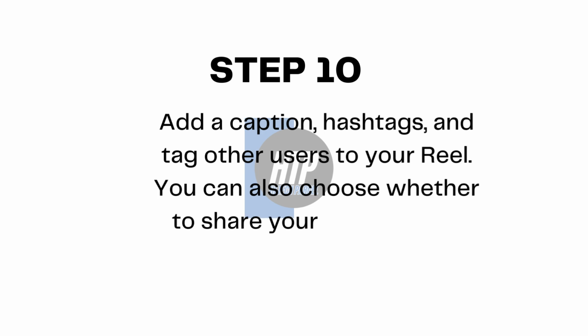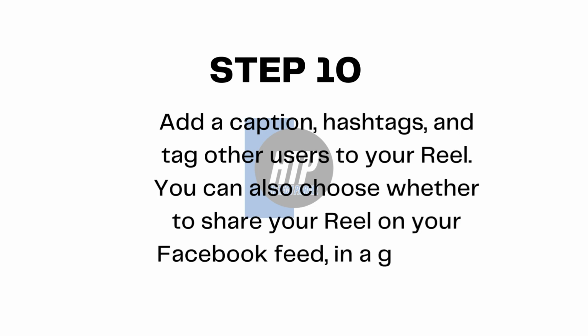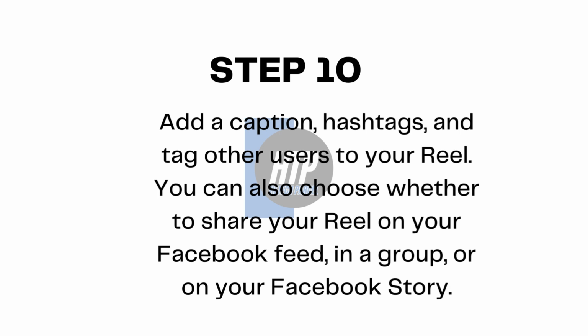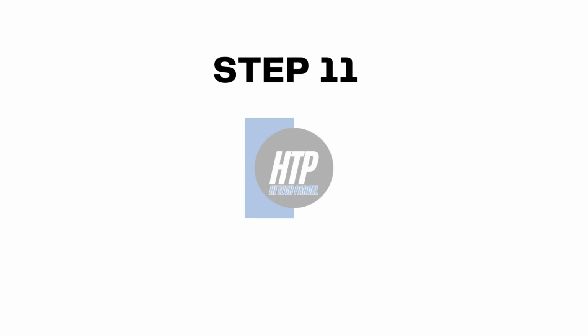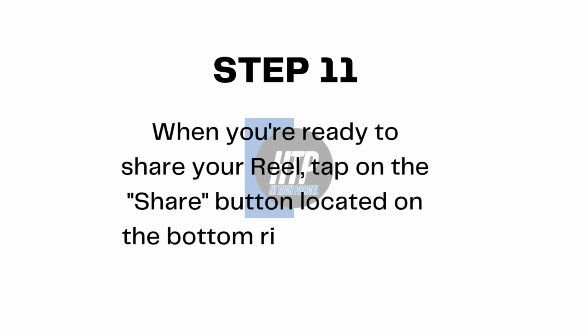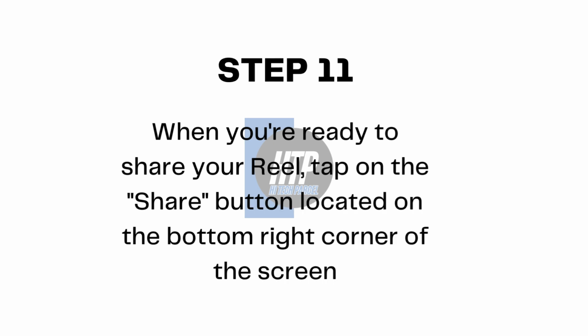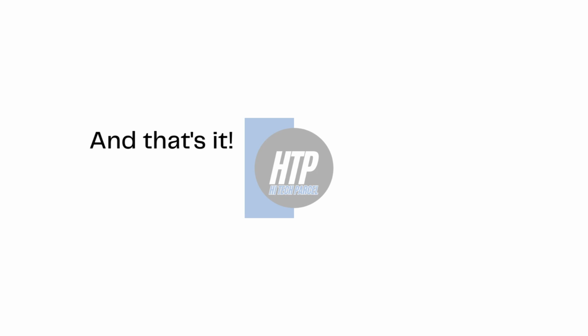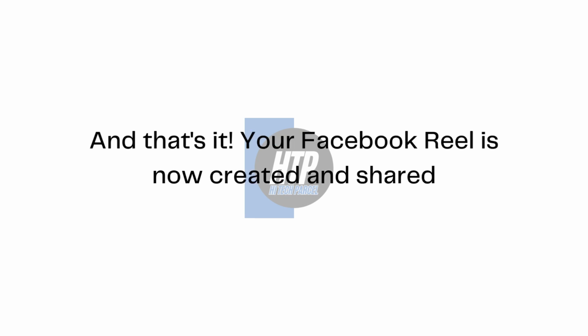You can also choose whether to share your reel on your Facebook feed, in a group, or in your Facebook story. Number 11. When you are ready to share your reel, tap on the Share button located on the bottom right corner of the screen. And that's it. Your Facebook reel is now created and shared.